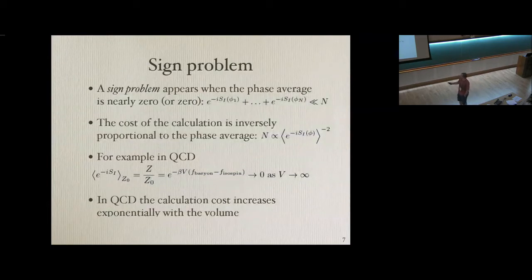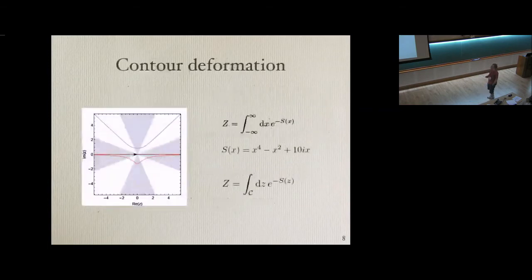So for example, in QCD, you can show that this average phase is just a ratio of two partition functions. That ratio can be expressed as an exponential of a difference in the free energy density. As the volume goes to infinity, you can show that this goes exponentially fast to zero in the volume. So the number of sample points that you need to get reweighting to work grows exponentially fast with the volume of the lattice. That's the sign problem, and that's what we're trying to solve. So how are we going to solve it?